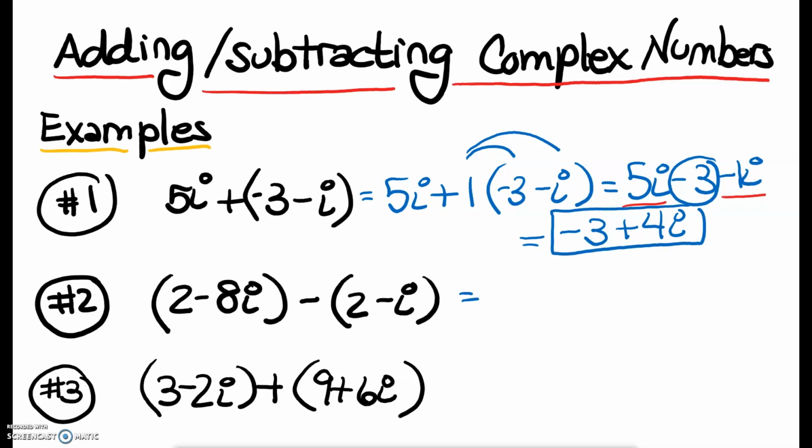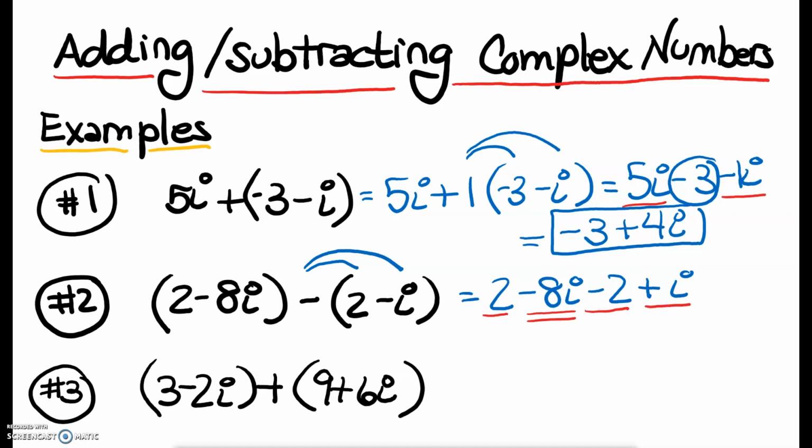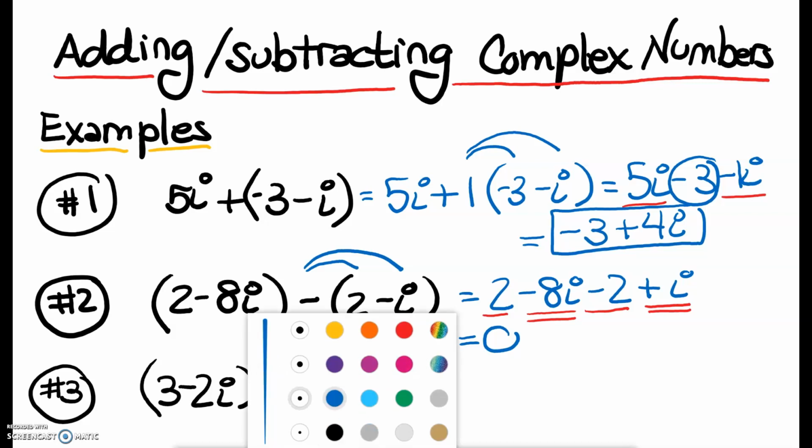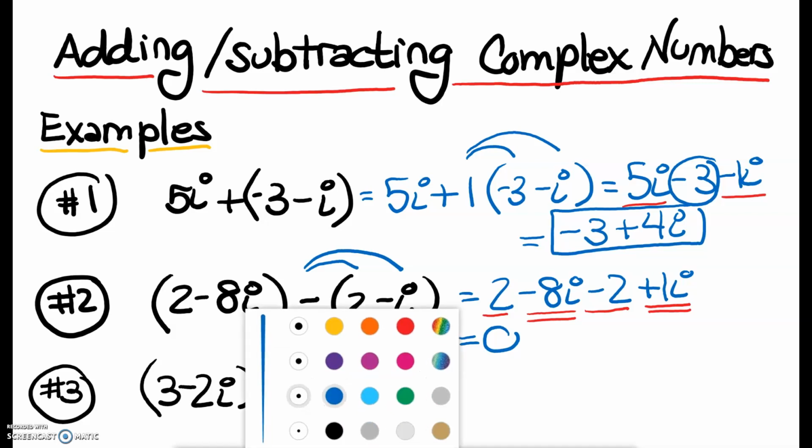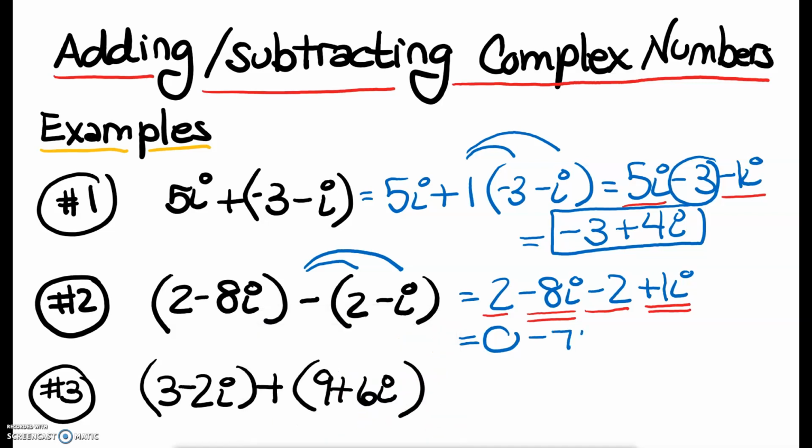My next example, I have to distribute this negative 1 that's in front of this parenthesis to both of these terms. So I get 2 minus 8i minus 2 plus i. So which are my like terms? Well, right now I have 2 and minus 2. I have negative 8i and positive 8i. So when I combine these, 2 minus 2 is 0. And again, I always have a number in front of my i. There's a 1. Negative 8 plus 1 is negative 7. So I have a negative 7i.